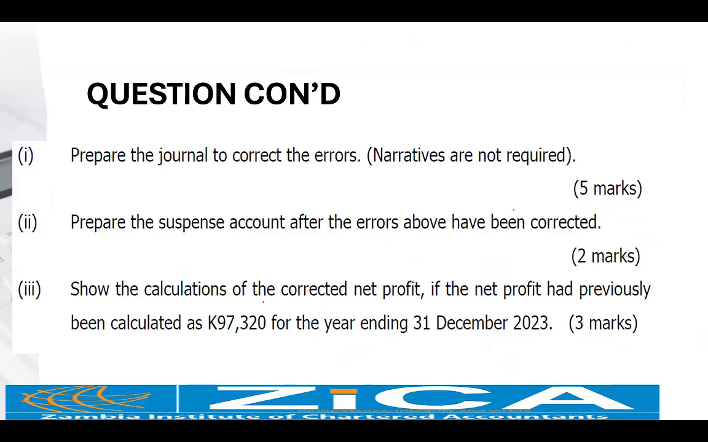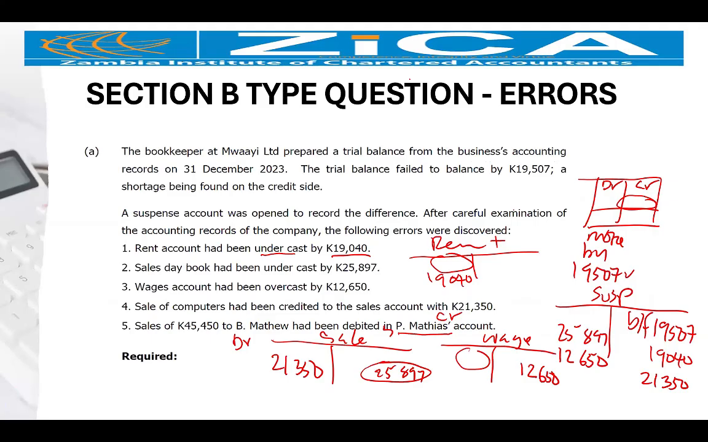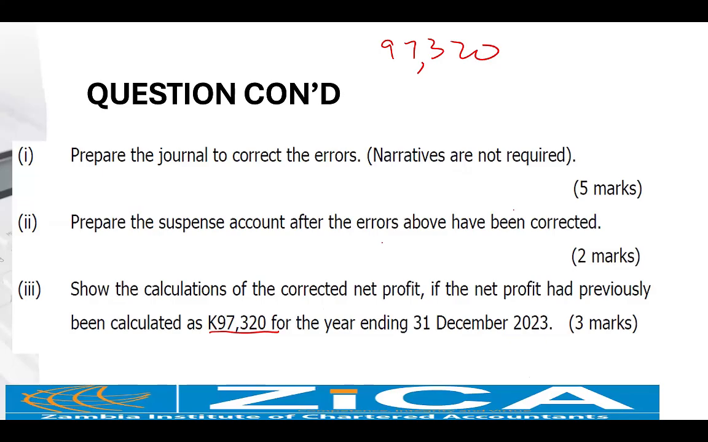Okay. So if we are to look at the profit that was calculated, show the calculations of the profit that was previously calculated before the errors were corrected. So this profit is 97,320. If we look at these errors again, one by one, rent is an expense, and so it was understated. If an expense is understated, it means that this profit was overstated. So we are supposed to say less the amount of rent overstatement, 19,040. So 19,040 will have to be subtracted.